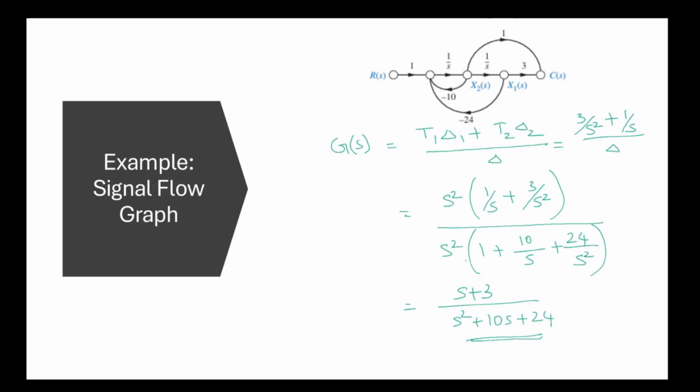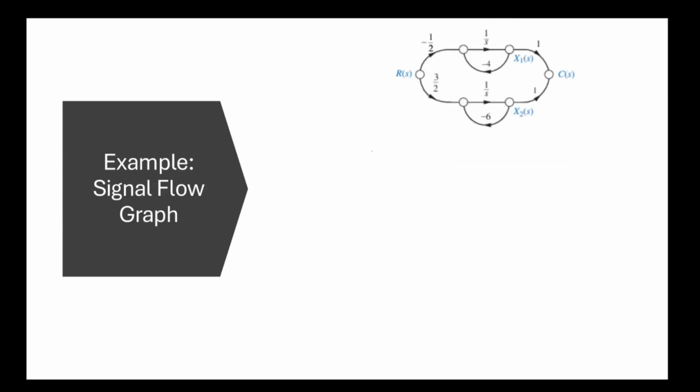Substituting all the values which you have found just now, you will get (1/s + 3/s²) divided by (1 + 10/s + 24/s²). Multiplying numerator and denominator with s², we get (s + 3) divided by (s² + 10s + 24). This is the transfer function of this signal flow graph. Now we will see another example.